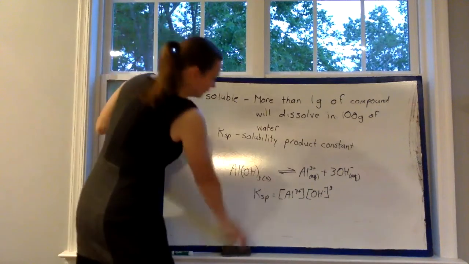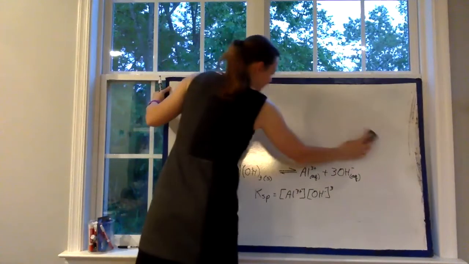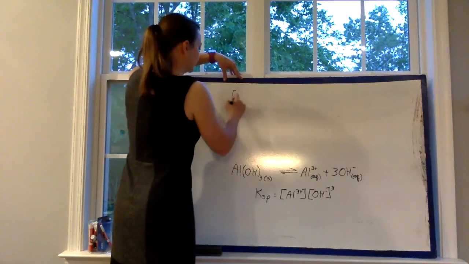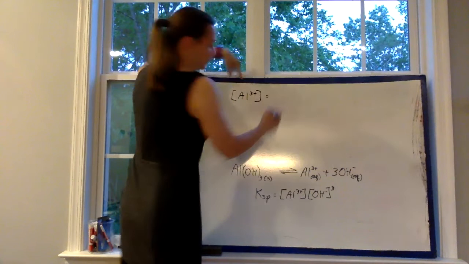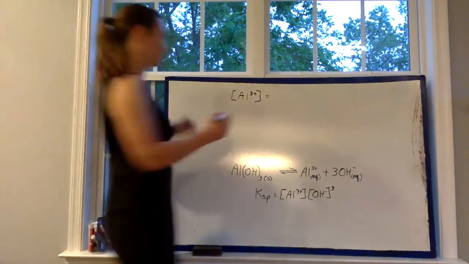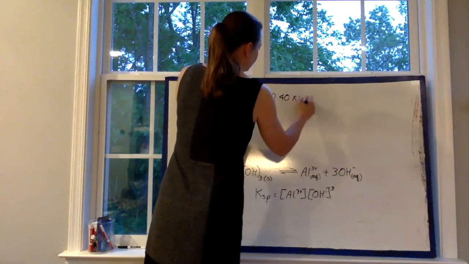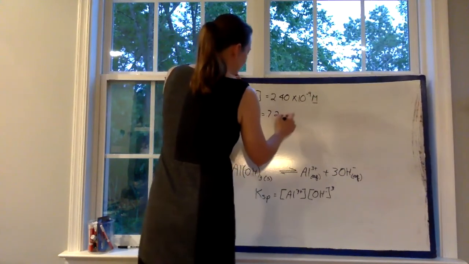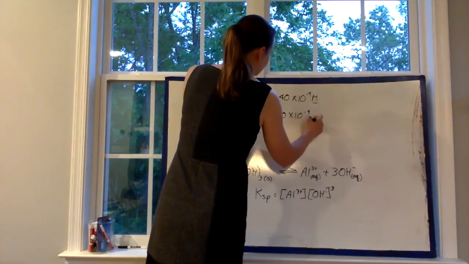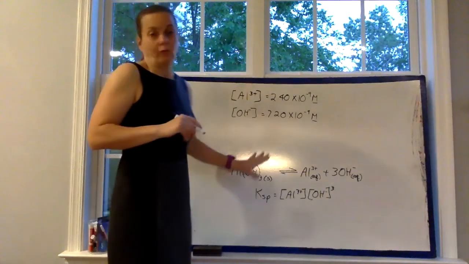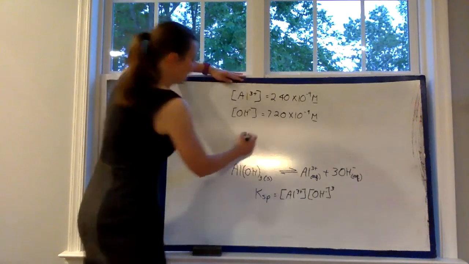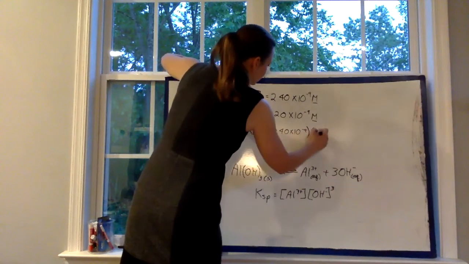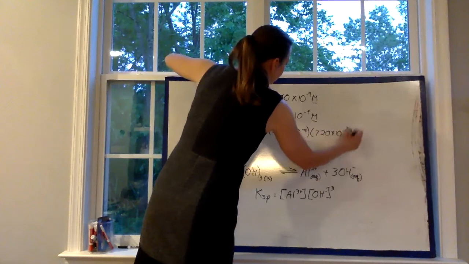So we're going to keep working with the aluminum hydroxide. We're going to be given concentrations here. We have the concentration of the aluminum ions is 2.40 times 10 to the negative 9th molar. And the concentration of the hydroxide ions is 7.20 times 10 to the negative 9. Okay, and so we're just going to plug these values into this KSP expression. So we have KSP equals 2.40 times 10 to the negative 9 times 7.20 times 10 to the negative 9 cubed.